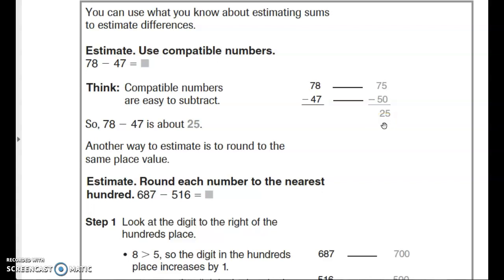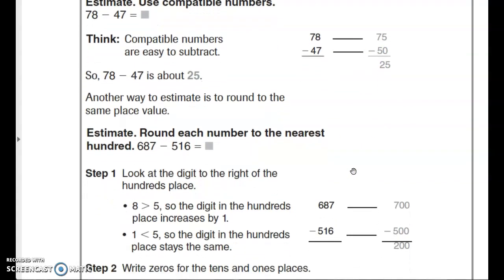Just like we did when we were finding the estimate of sums, we're going to find the estimate of the difference. And the difference is when we subtract. So the answer when we subtract is called the difference. The answer when we add is called the sum. But the answer when we subtract, just like we did yesterday, is the difference.